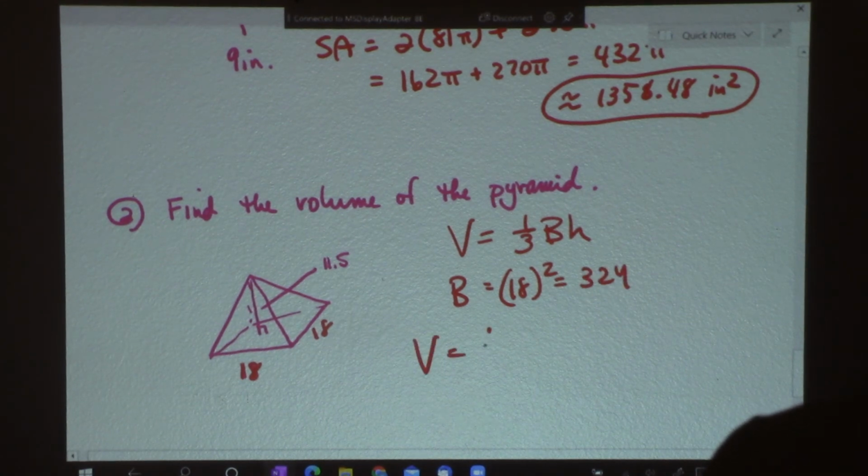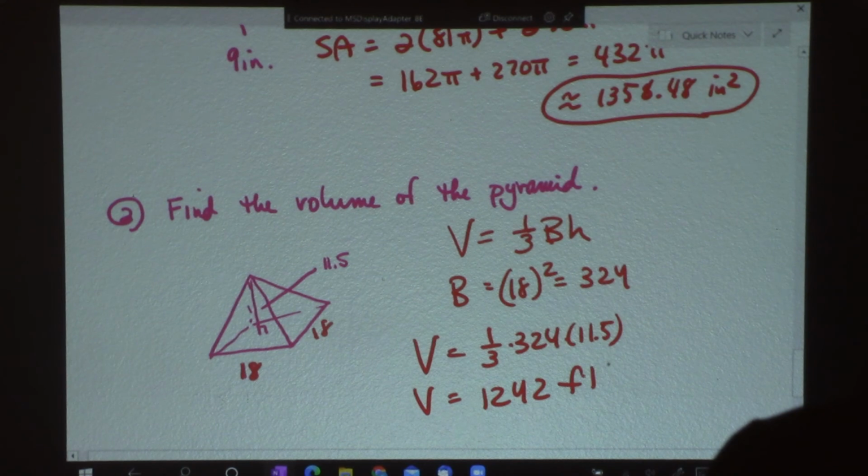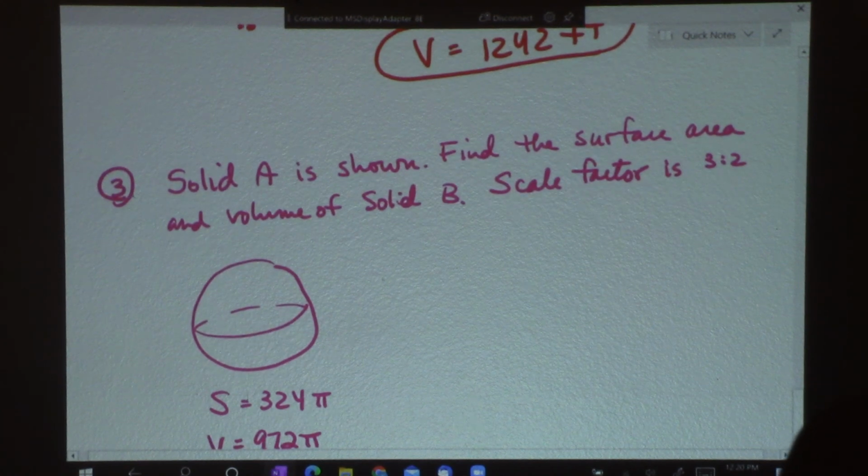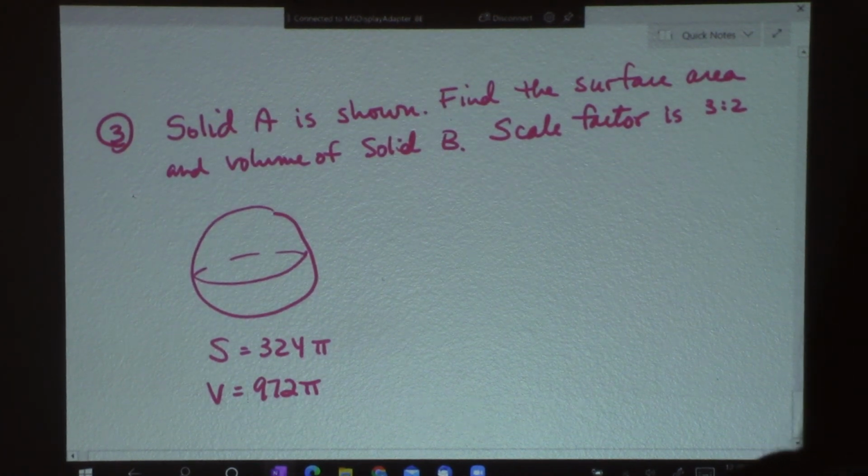So my volume is going to be 1/3 of 324 times the height, which is, I'm going to put parentheses here, 11.5. So if I take 324 multiplied by 11.5 and divide that all by 3, I get 1,242 feet cubed this time. Okay, volume is cubed. All right, one more. I find that students tend to have some problems with the ratio, so I wanted to do another one of those.